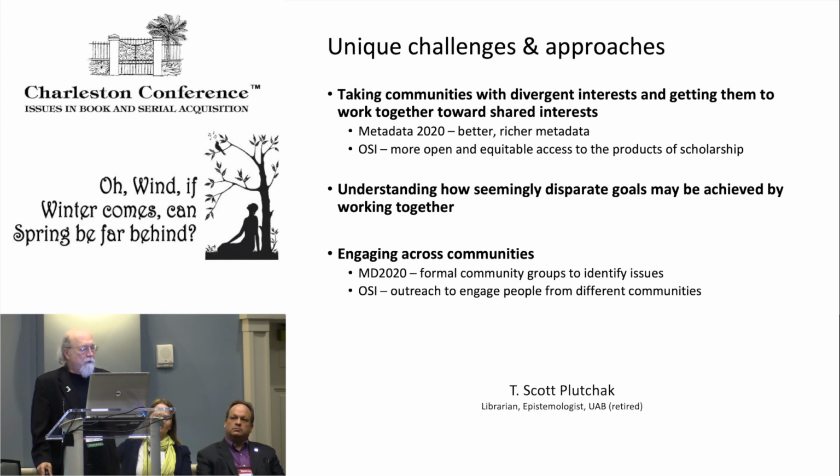Just looking at the publisher and librarian groups, we often appear to be on opposite sides of issues. But within OSI and within Metadata 2020, we believe that there are aspects to the long-term goals of those communities that we share. So how do we identify those goals? How do we pull people together, get them to understand where we have shared goals, so that we can work on those and not let the things that we disagree on get in the way of our working together on the things that we do agree on? With Metadata 2020, it's the issue of working on better, richer metadata. For OSI, it's more open and equitable access to the products of scholarship.